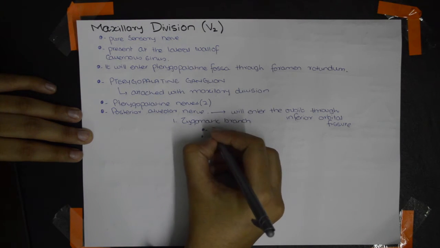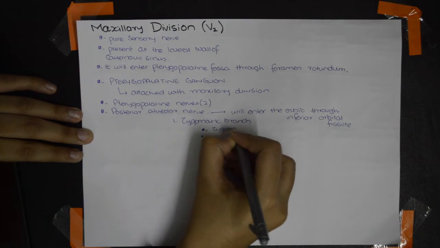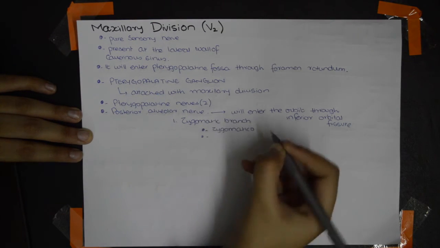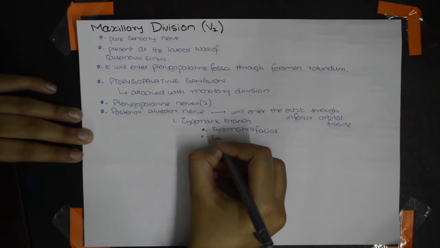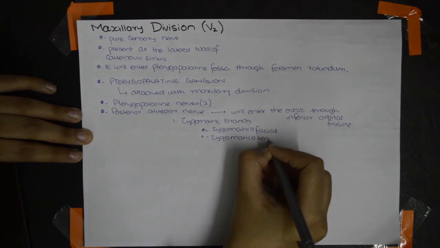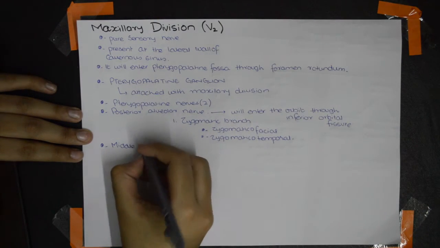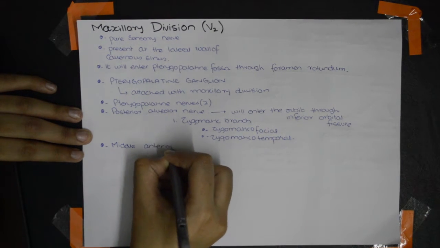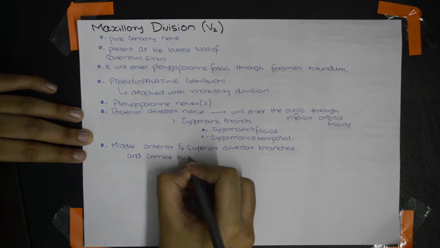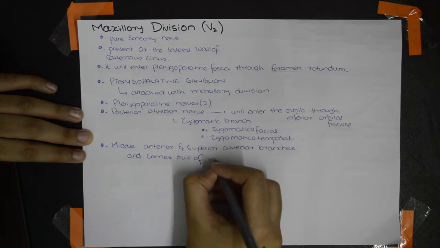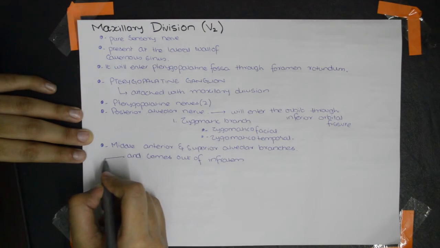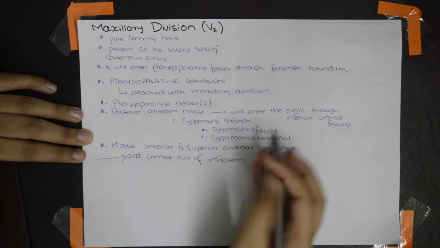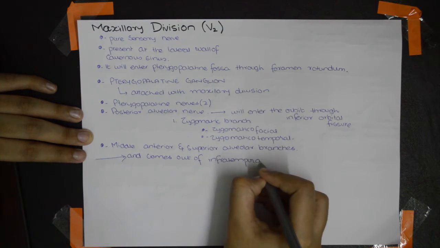These are important, so I'm mentioning them here: zygomaticofacial and zygomaticotemporal. And then the middle, anterior and superior alveolar branches, and it comes out of the infratemporal foramen. This information is basically about the maxillary division, so you actually write it down like that.